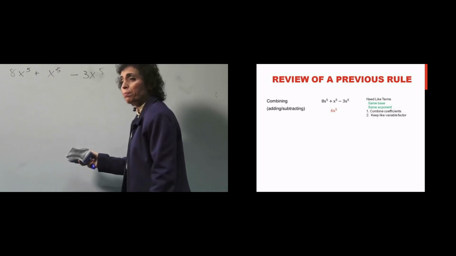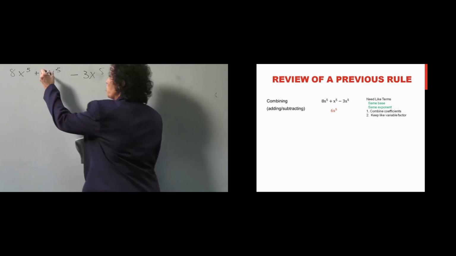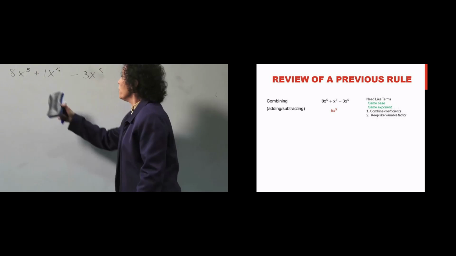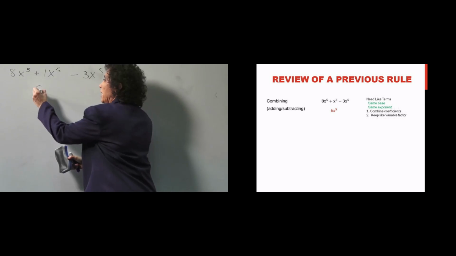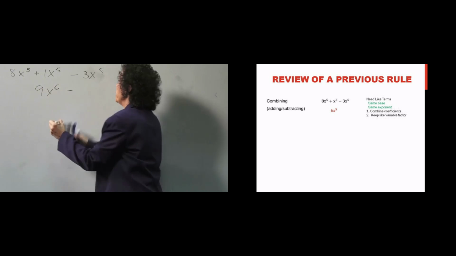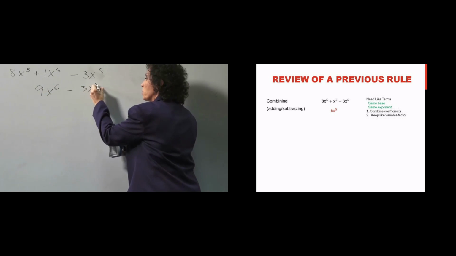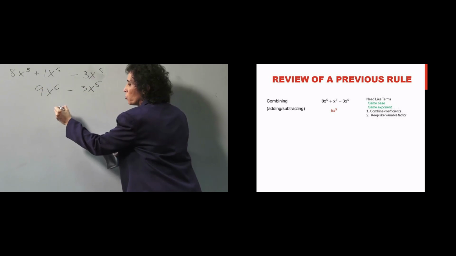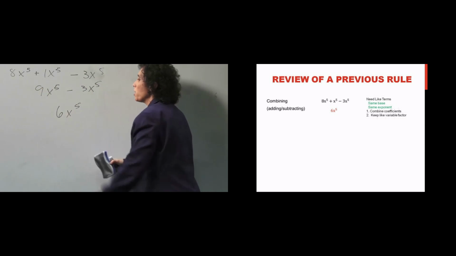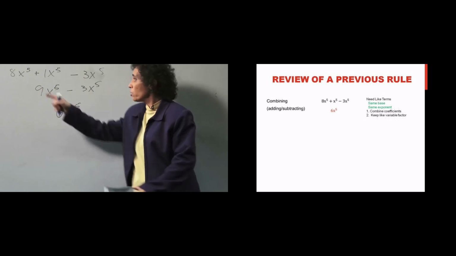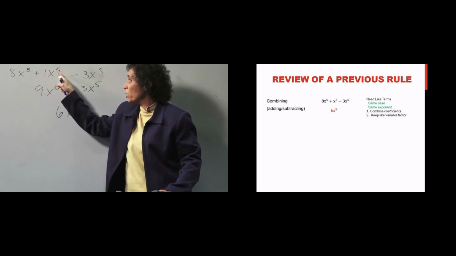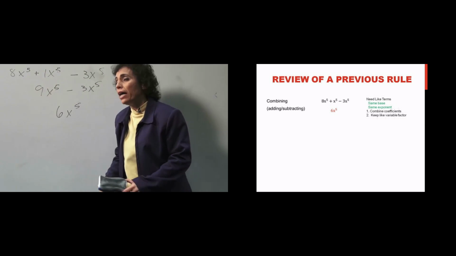These you can combine because they're like terms. Think of this as being a 1. Okay? I have 8x to the fifths plus 1x to the fifths. That's 9x to the fifths minus 3 of them. And that gives me 9 minus 3 is 6x to the fifth. So we need like terms. And then you recall this from a previous mod, that like terms means same base, same exponent. It has to match. And then you just combine the coefficients.